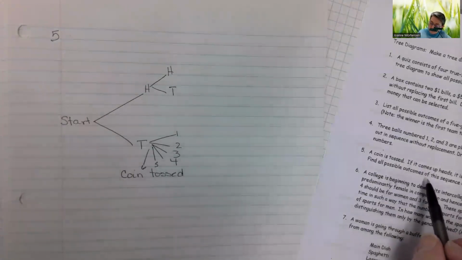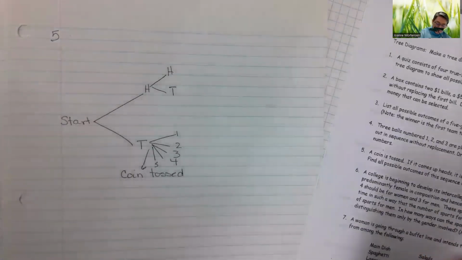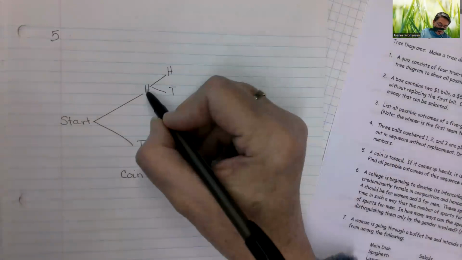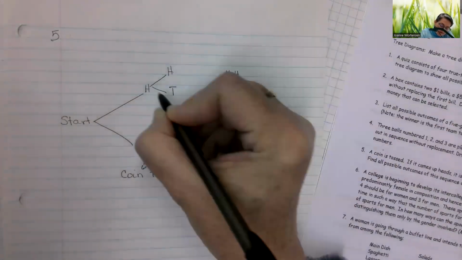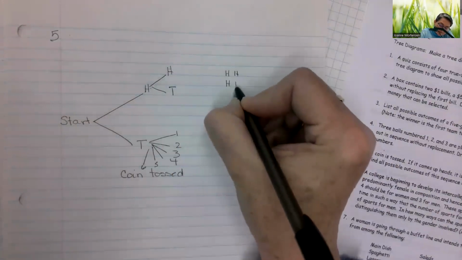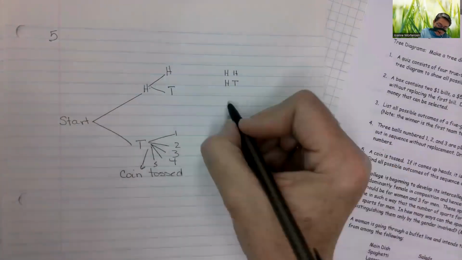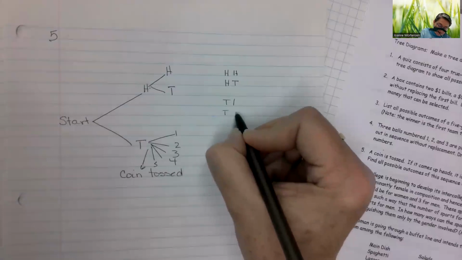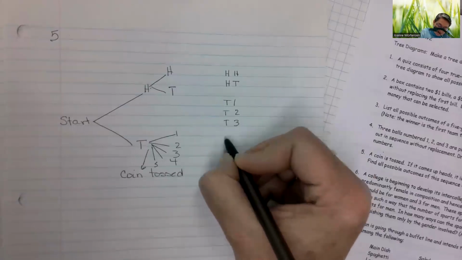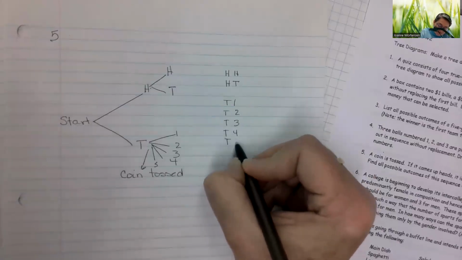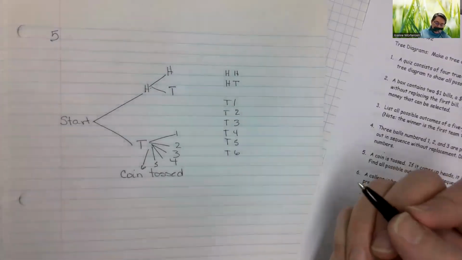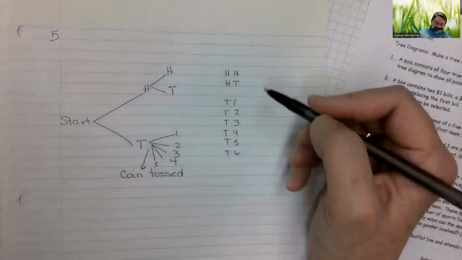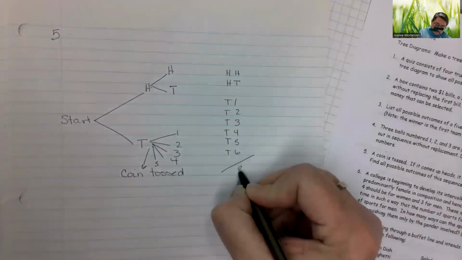Find all possible outcomes of the sequence of events. Okay, I'm going to write them out. We can have heads and heads. Heads and tails. I'm going to have tails in 1, tails in 2, tails in 3. So that gives us 8 possible outcomes.